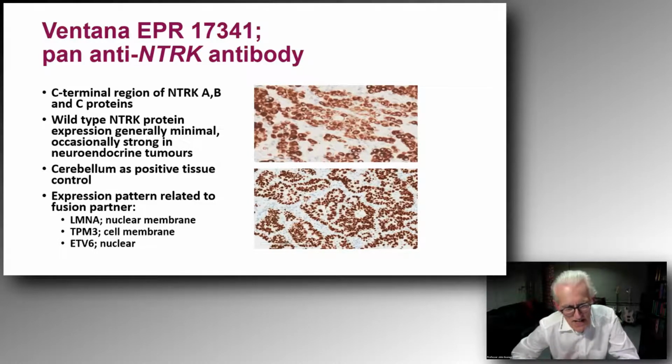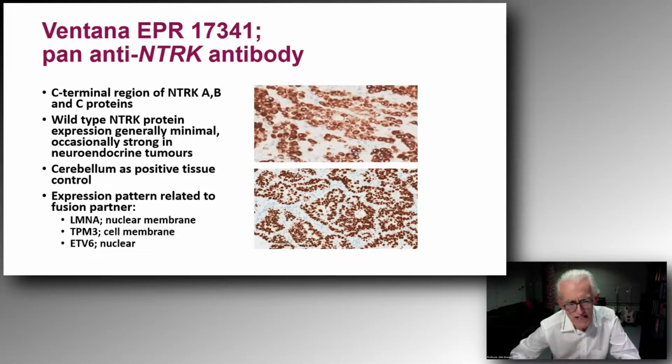Next slide, please. Now, I'd like to say a little bit more about the immunochemistry in particular, because I know we have quite a lot of pathologists out there, and I think this is really very interesting. This particular antibody, which is the one that we favor, looks for epitopes at the C-terminal regions of the three proteins, NTRK A, B, and C. Wild type NTRK protein is expressed all the time, but generally at very low levels. Occasionally, it seems to pop up strongly in neuroendocrine tumors, and that can be a source of confusion. You have to watch out for that. But generally, these antibodies don't pick up wild type NTRK protein because it's at very low levels.